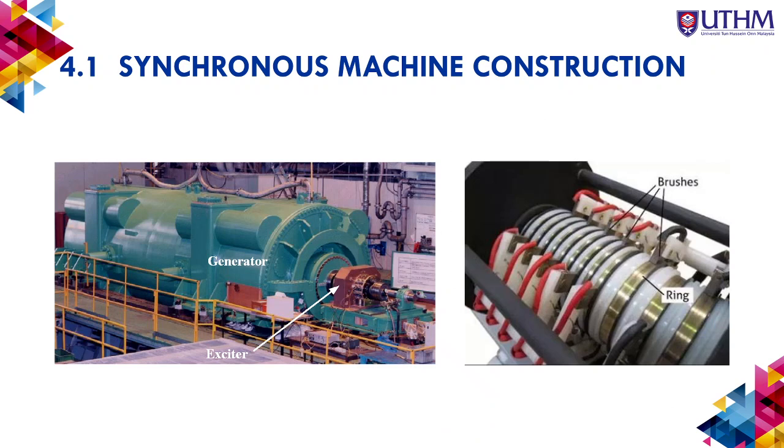Okay, so you can imagine, this is the generator. In the industry, this is very big. This is the exciter. Maybe they use an outside power supply to generate the DC supply. This is a type of slip ring, and this is the DC brush, so they contact each other.